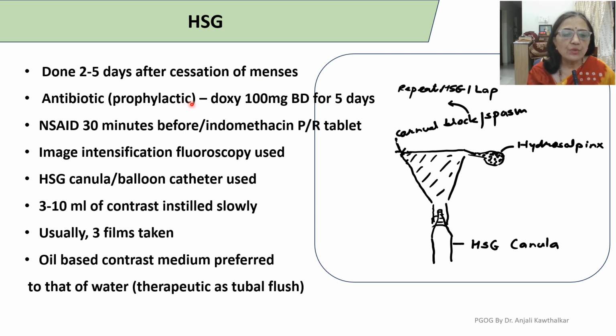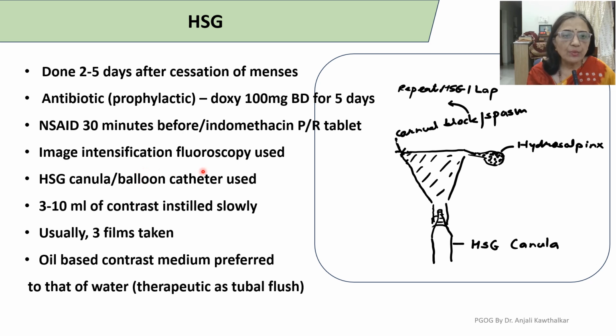Prophylactic antibiotics are usually recommended because the procedure itself can lead to flaring of pre-existing mild pelvic inflammatory disease. Doxycycline is the preferred drug, given at a dose of 100 milligrams 2 times a day for 5 days, and it can even be started 1 to 2 days before the day of the procedure. Non-steroidal anti-inflammatory drugs are usually given 30 minutes before the procedure, or even an indomethacin per rectal tablet has been shown to be effective in reducing the pain associated with the procedure.